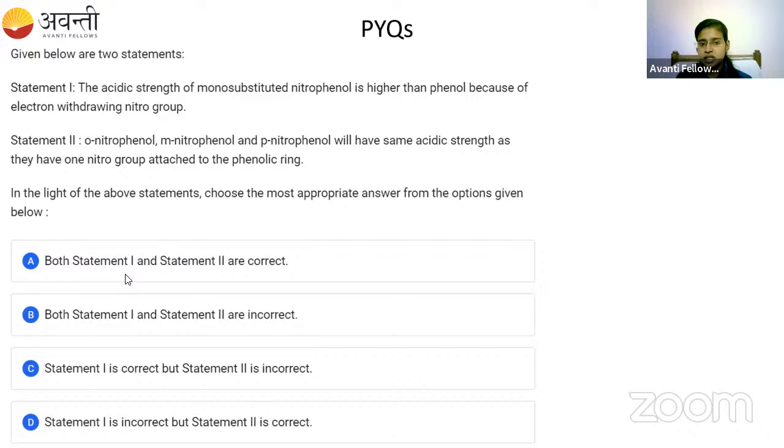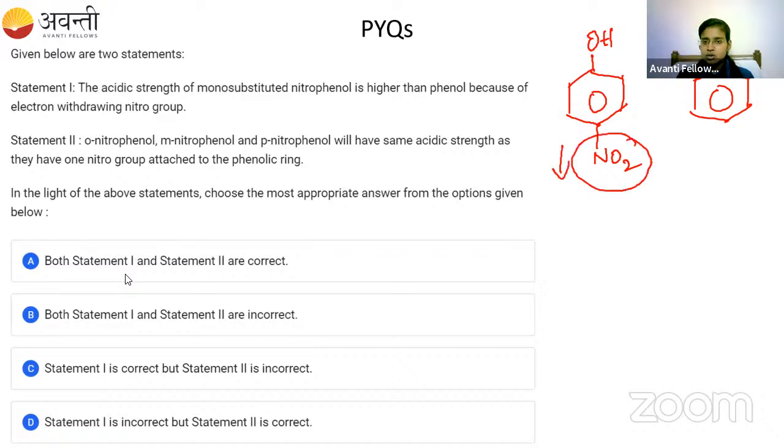What do you say about the statement? Is statement 1 correct? Yeah, very good. The monosubstituted nitrophenol. So this is phenol, and if I substitute the nitro group in any position, let me substitute in the para position, this is para nitrophenol, and this is normal phenol. We all know that the NO2 group is an electron withdrawing group. If an electron withdrawing group is attached to the ring, it will increase the acidity, right? So the monosubstituted nitrophenol is more acidic. So statement 1 is correct.